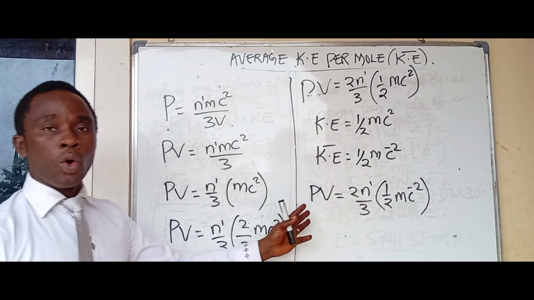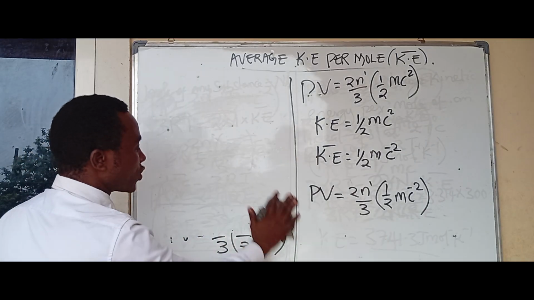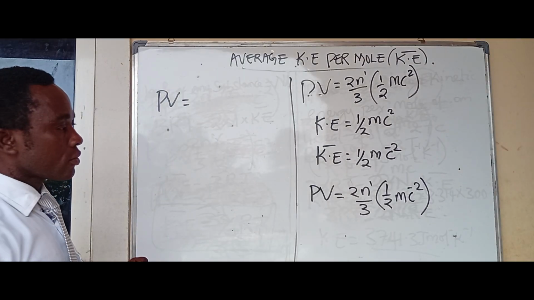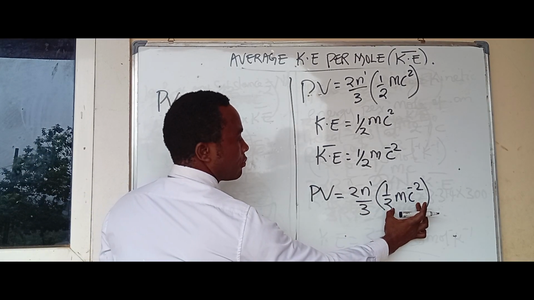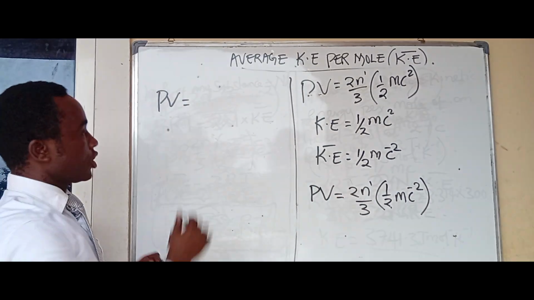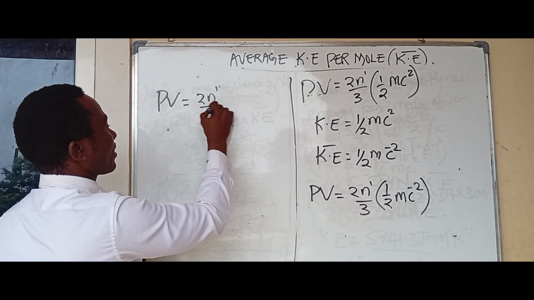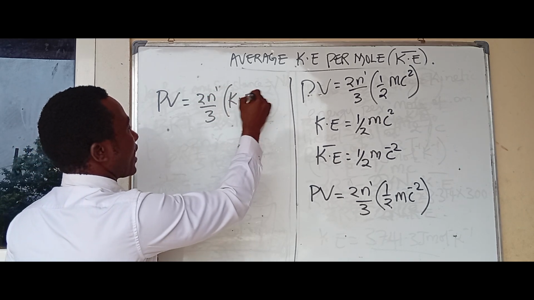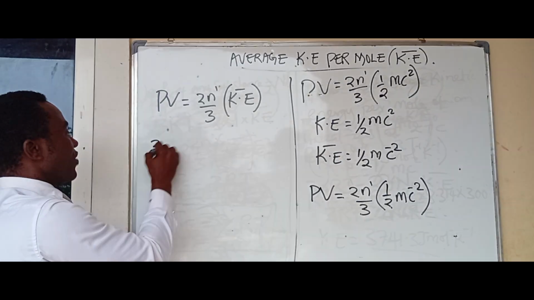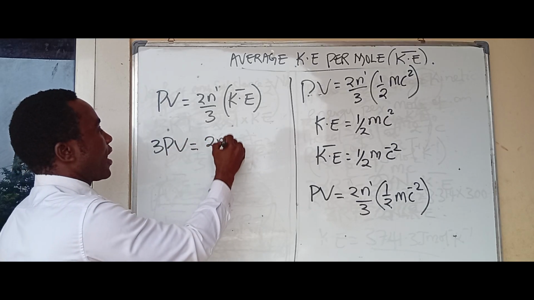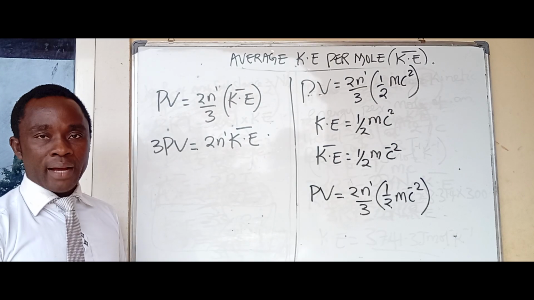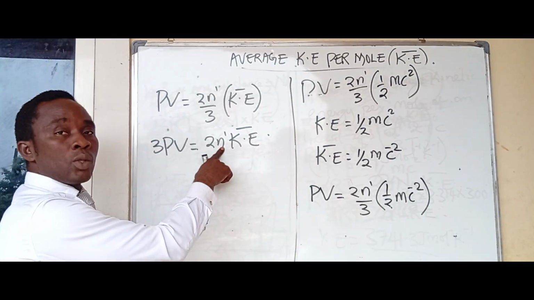Now, having obtained this, we can go further to say that pressure multiplied by volume will be equal to, instead of 1 over 2 MC bar squared, we can replace it with average kinetic energy. So we'll have 2N bar over 3, then multiplied by the average kinetic energy. Now, if we cross multiply, we'll have 3PV equal to 2N bar, then average kinetic energy.